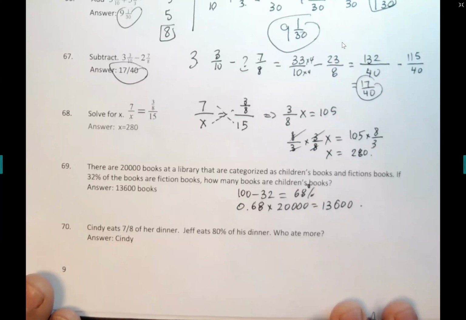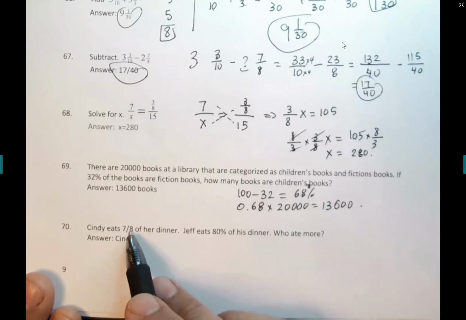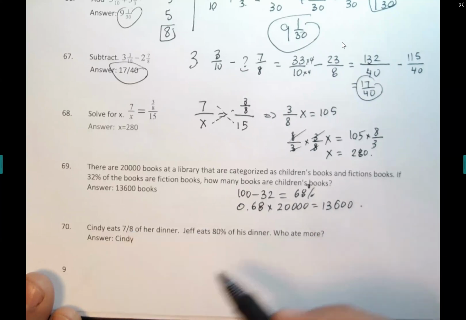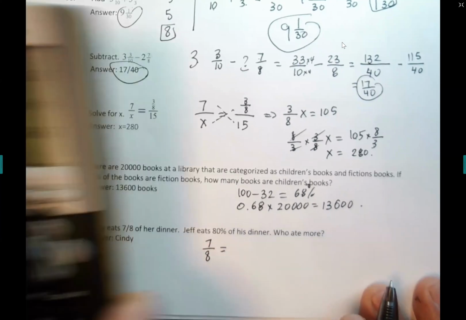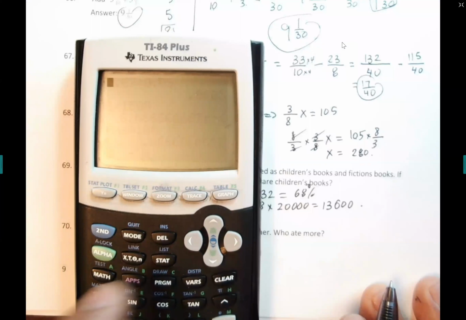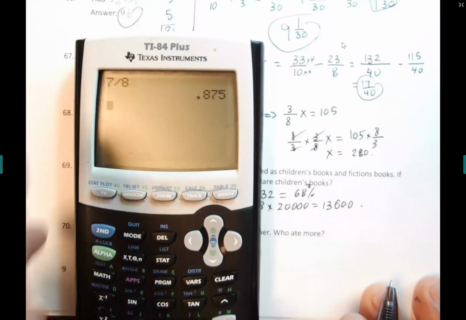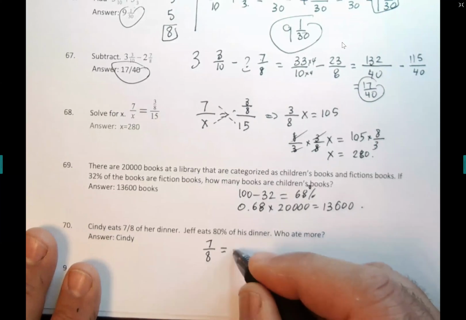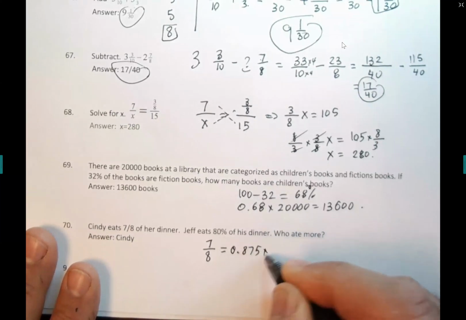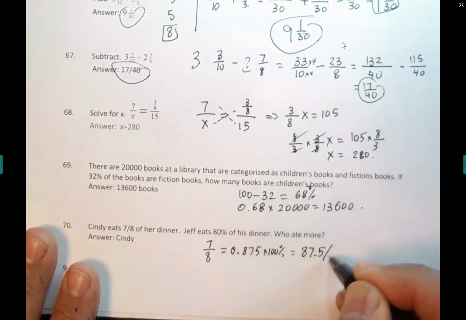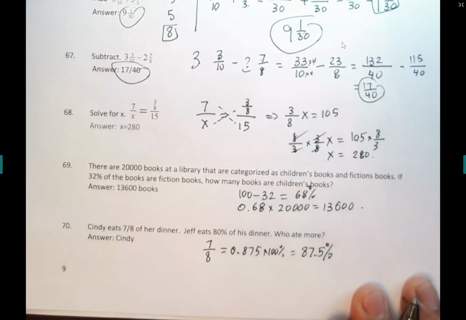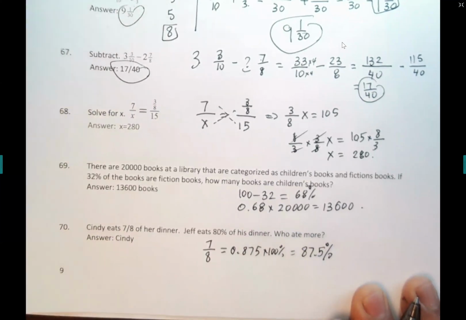70. Cindy eats 7/8 of her dinner. Jeff eats 80% of his dinner. Who ate more? So we can change 7/8 to a percent and see who has the higher percentage. So what's 7/8, guys? Just use your calculator. 0.875. Change it to a percent, times 100%, which is what? 87.5%. So Cindy ate more. She has a higher percentage here. All right.